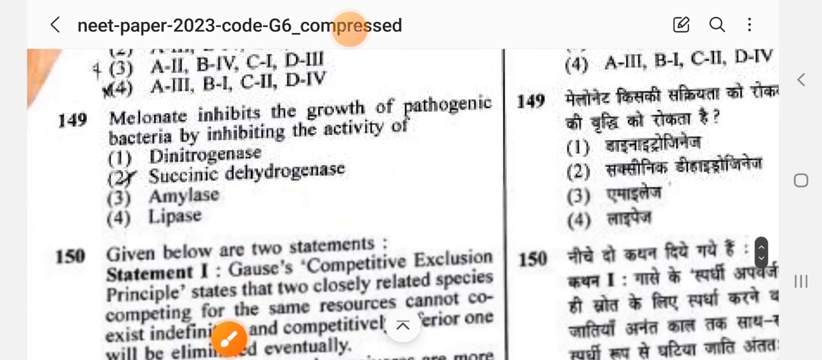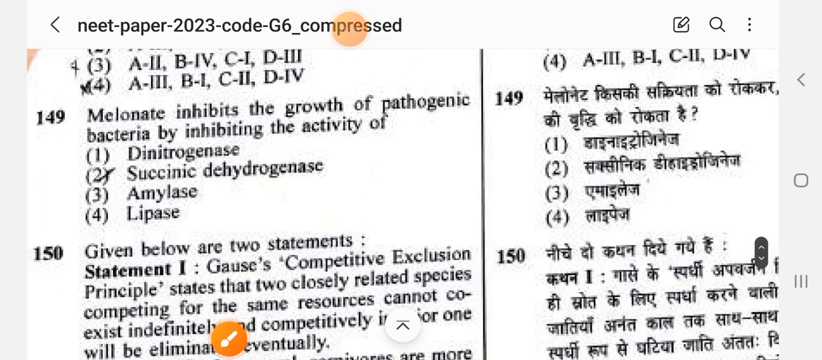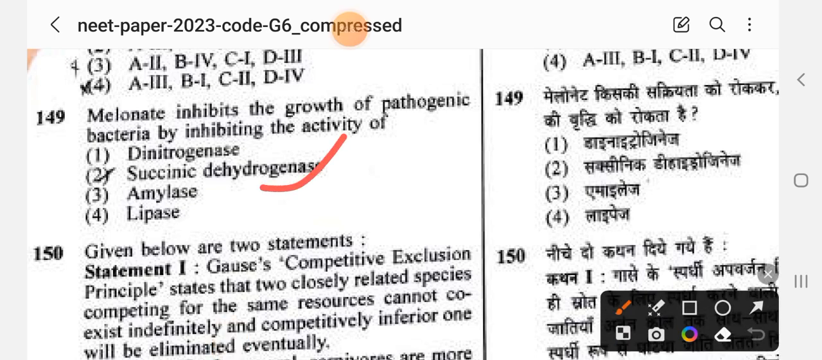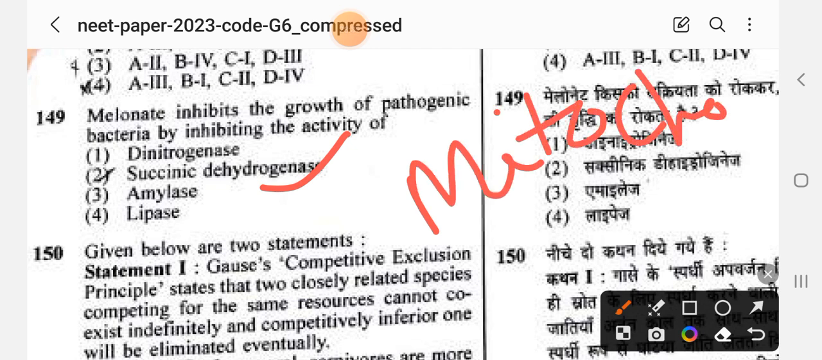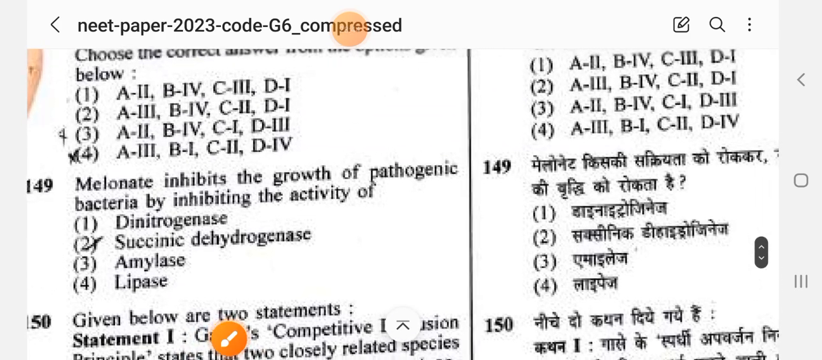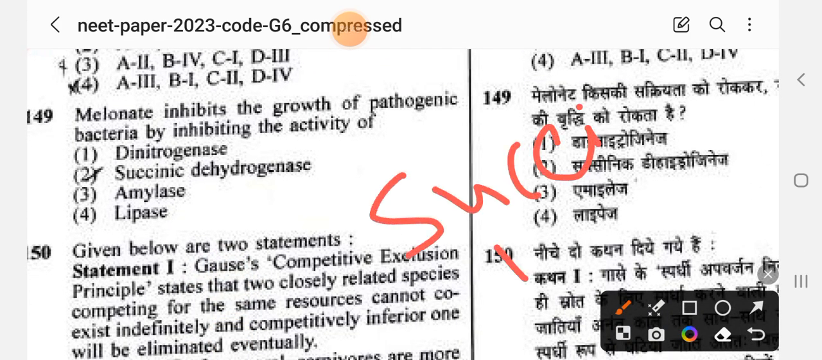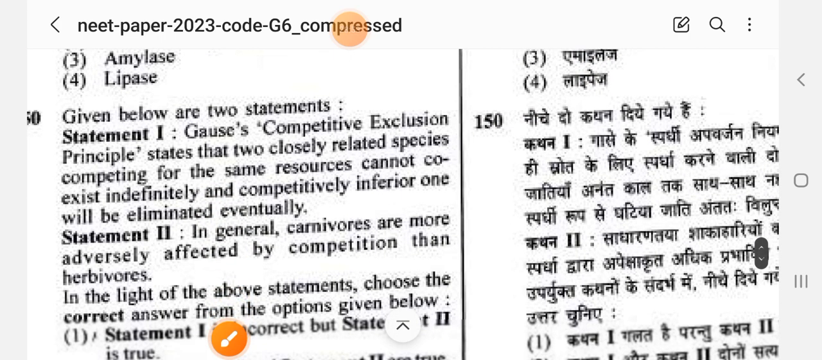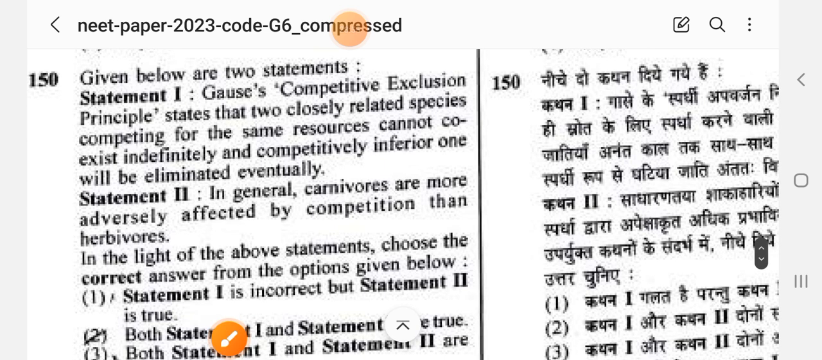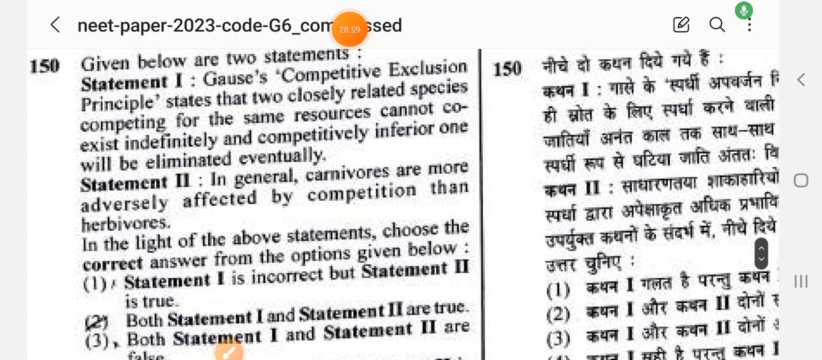So next, malonate inhibits the growth of pathogenic bacteria by inhibiting the activity of succinate dehydrogenase. ये जो है माइटोकांड्रिया का कैरेक्टरिस्टिक एंजाइम भी कहलाता है, माइटोकांड्रिया में प्रेजेंट होता है. और सक्सिनेट का एक इनिबिटर है जिसको हम मैलोनेट कहते हैं. So this is assertion reason.